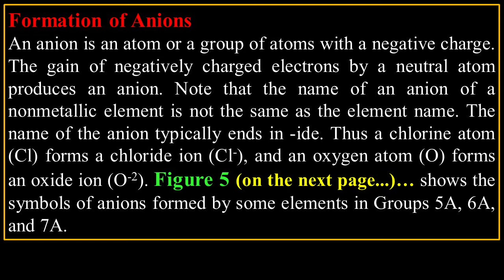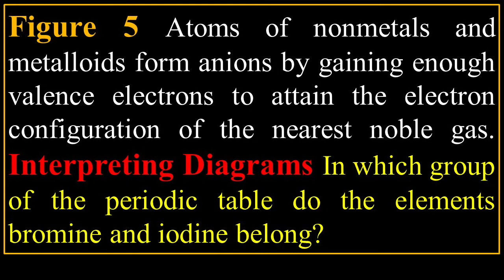Figure 5 on the next page shows the symbols of anions formed by some elements in groups 5A, 6A, and 7A. In Figure 5, atoms of nonmetals and metalloids form anions by gaining enough valence electrons to attain the electron configuration of the nearest noble gas. Interpreting diagrams. In which group of the periodic table do the elements bromine and iodine belong? I hope you can get that.